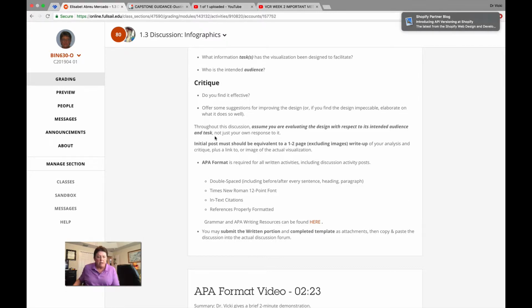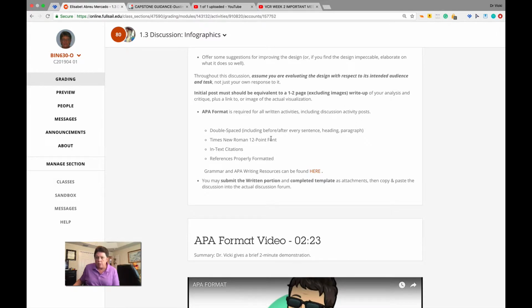You were to make the initial post equivalent to a 1 to 2 page write-up, excluding the images. Written write-up of your analysis and critique, plus a link to the image. Now the write-up, the written paper, which is required for every assignment and discussion board in this course, was to be in APA formatting. It's required for all activities, including discussion posts. Some of the APA requirements are double-spaced, including before and after every sentence, heading, and paragraph, Times New Roman 12-point font, in-text citations, and references properly formatted.